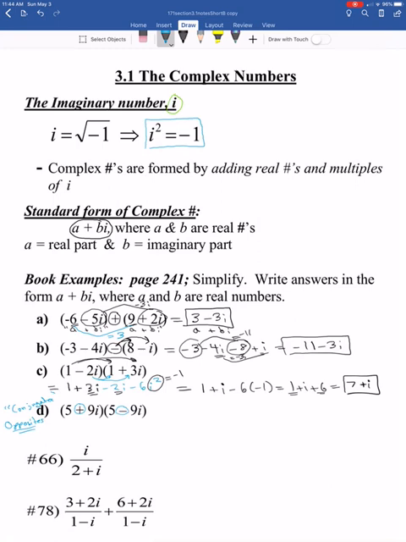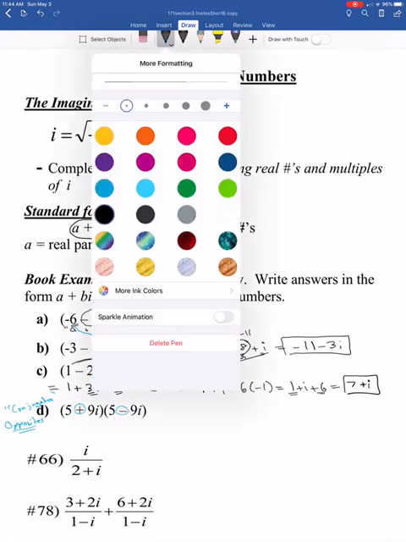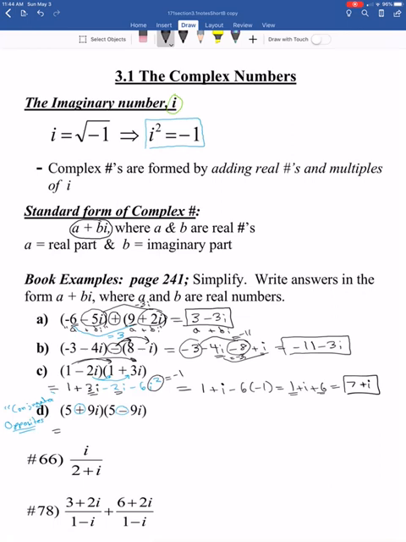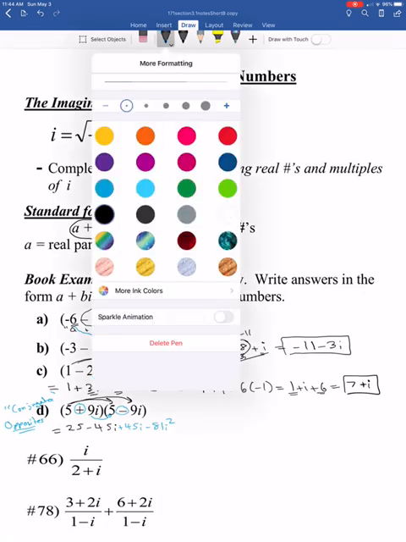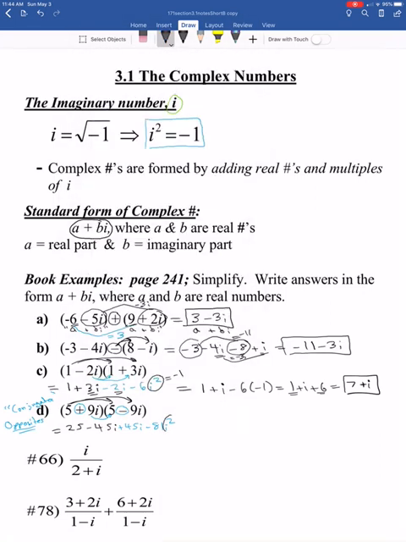Let's go ahead and multiply it out. Let's distribute. So as we distribute, I got 5 times 5, which is 25. I got 5 times negative 9i, which is negative 45i. And then we can distribute the 9i through. 9i times 5 is 45i. And 9i times negative 9i is negative 81i squared. And there's i squared coming up again. We know what that reduces to, right? i squared is equal to negative 1.